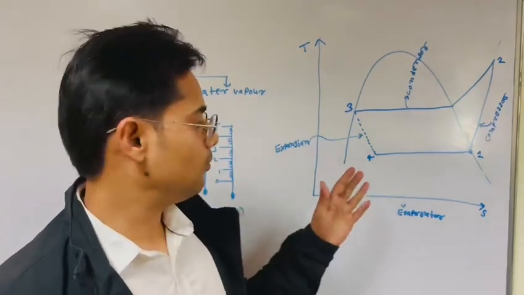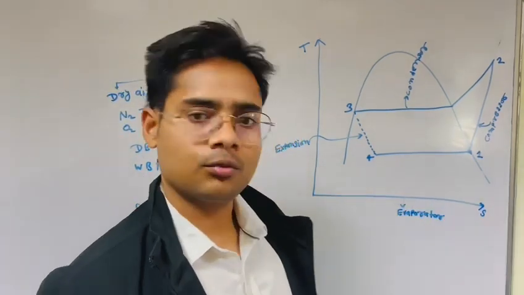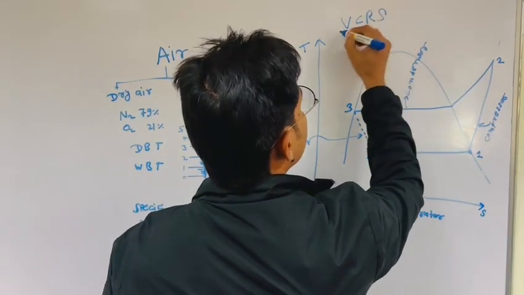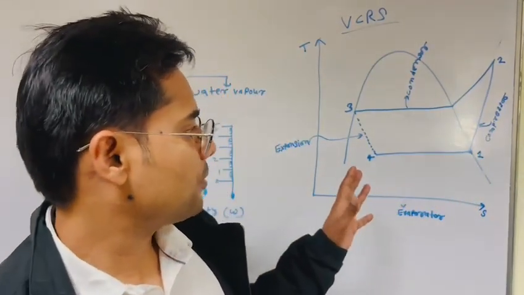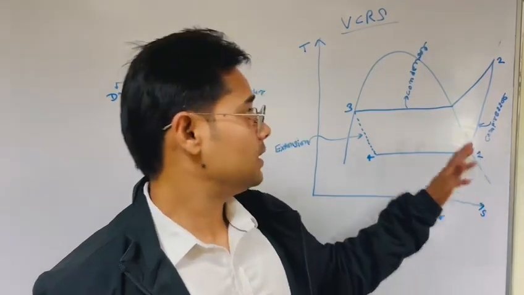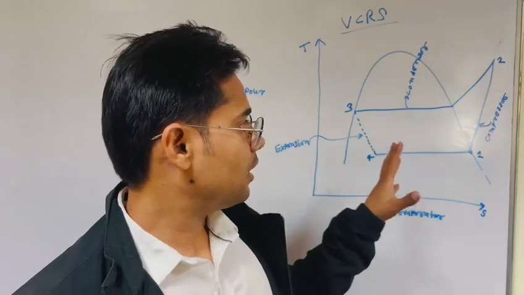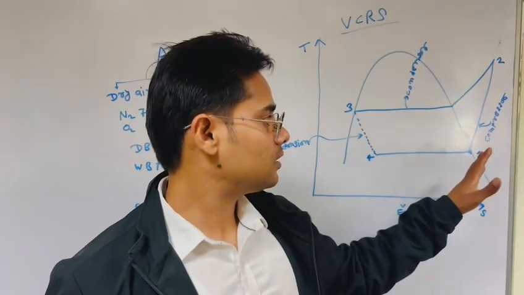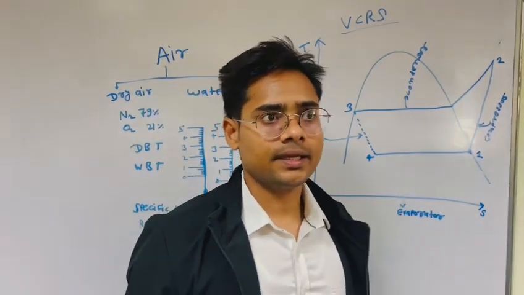This diagram I have already drawn for time management. This is the vapor compression refrigeration system. In this system, there are four components. First is the evaporator, second is the compressor, third is the condenser, and the fourth is the expansion device. The heart of the VCRS cycle is the compressor, because the compressor is the most important component in the VCRS cycle or any air conditioning system.